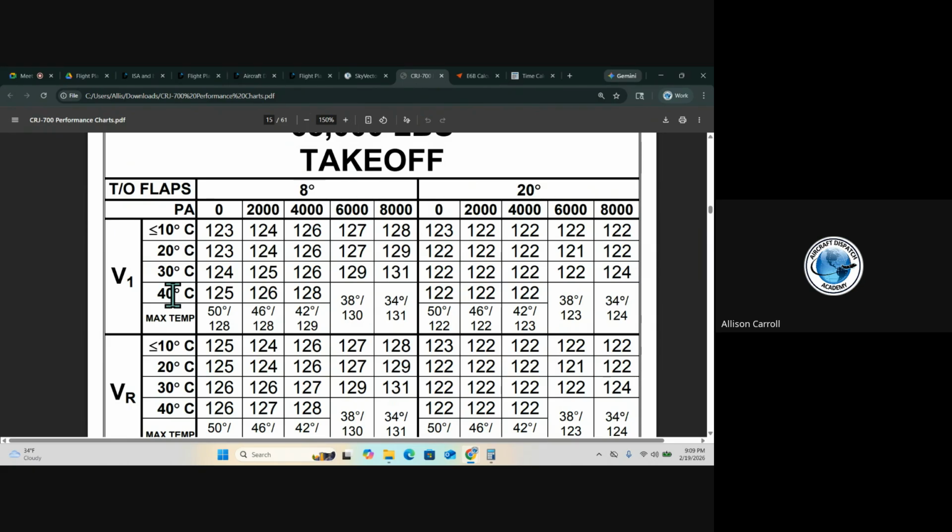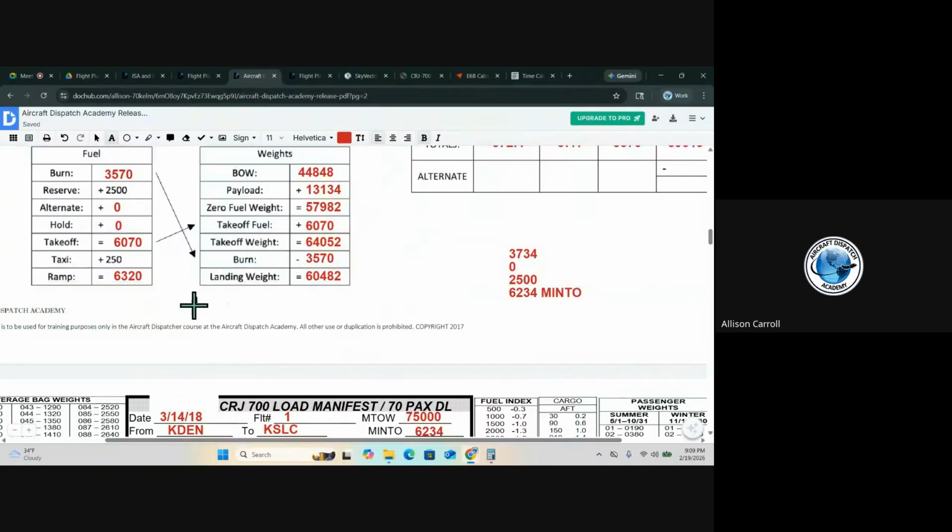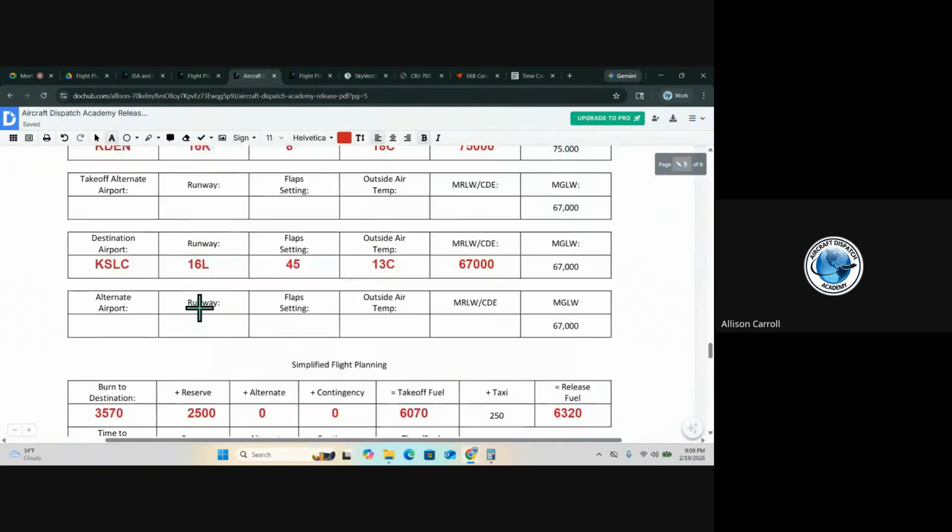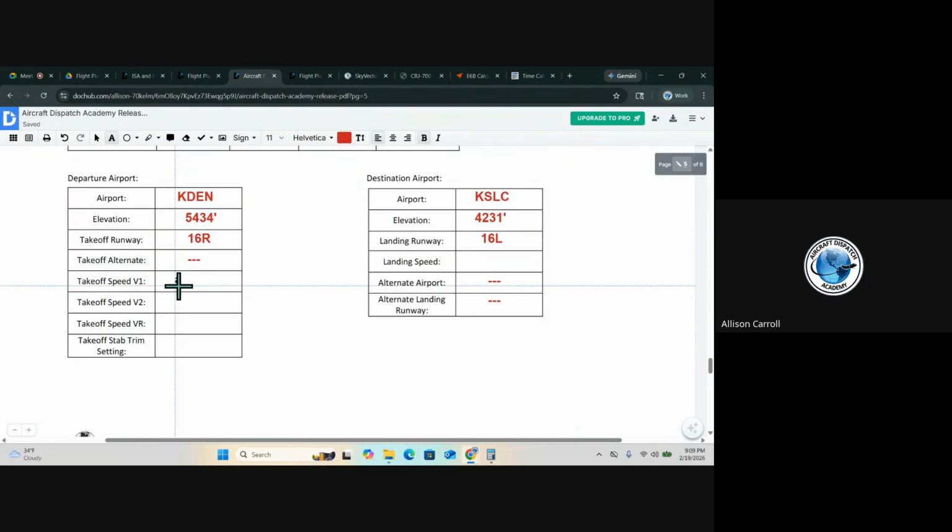And then our temperature that we're planning. Well, we were planning on 18 degrees Celsius, okay? So we're hotter than 10, so we're going to go to 20 degrees and 6,000. So there's our V1 speed right there, 127. I come back down here, sorry. Okay, 127 right there.